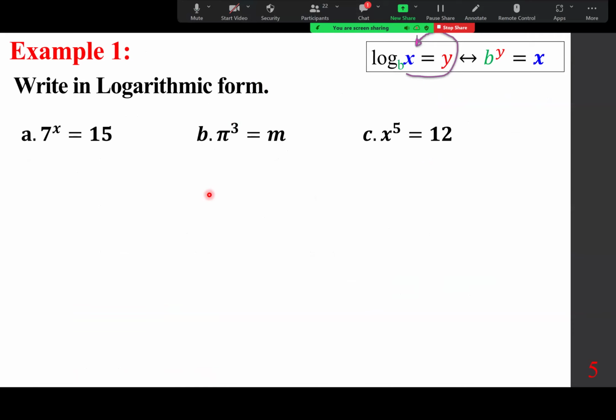Write in logarithmic form. Pay attention to this. 7 to the power of x is 15. That means log of 15 when the base is 7 must be x. Pi cubed equals m. That means log m base pi must be 3.